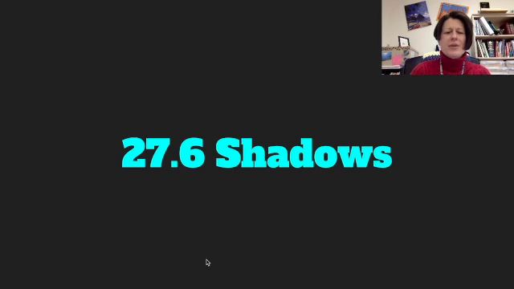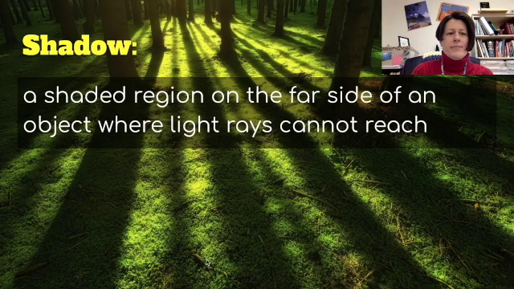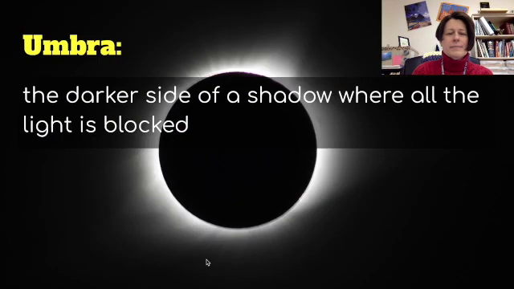So shadows first. To understand shadows, we have to understand that a ray is a thin beam of light. We're going to be talking about light rays a lot in the coming chapters. And a shadow is a shaded region on the far side of an object where light rays cannot reach. And we can see all the shadows from these trees.